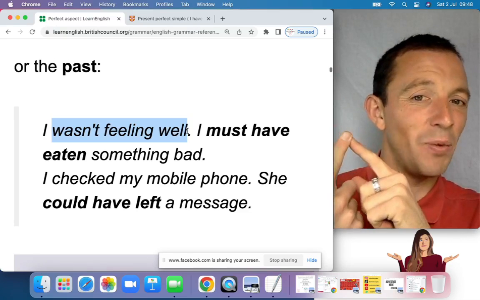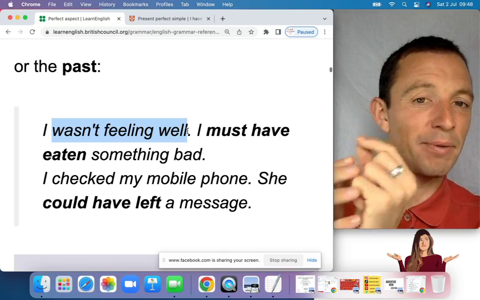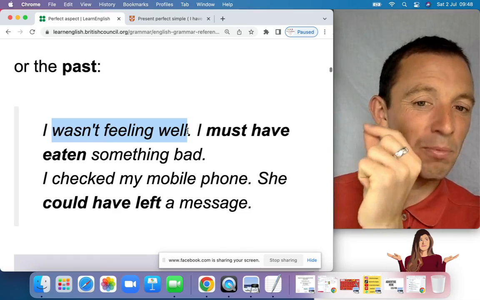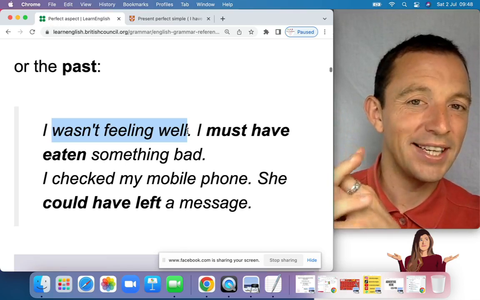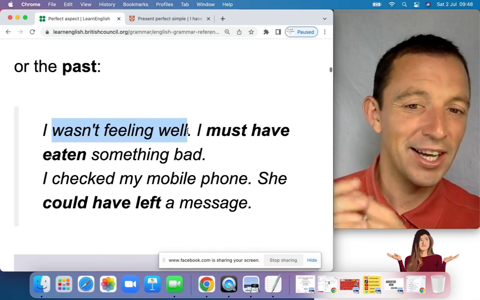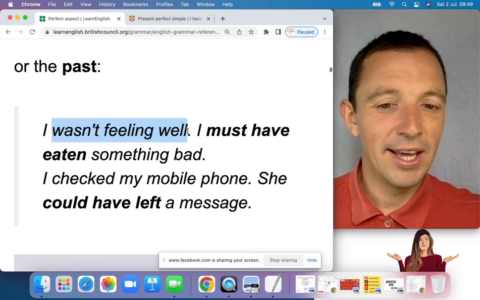I was not feeling well in the past. I must have eaten something bad before that moment in the past. Must is the modal plus the perfect, must have eaten something bad. It's almost definite. You are sure that you have eaten something bad in that time before.